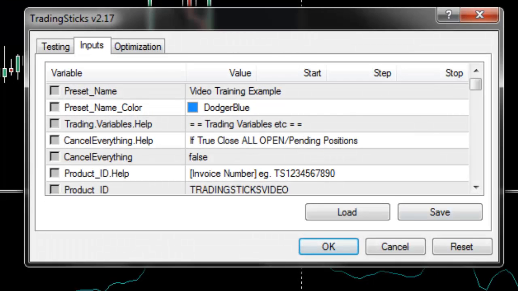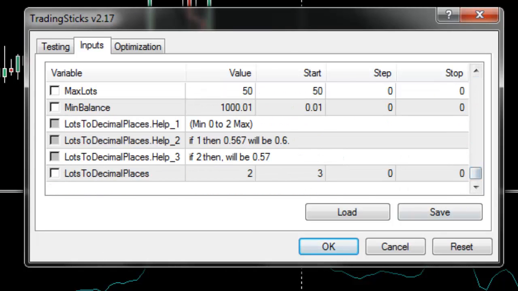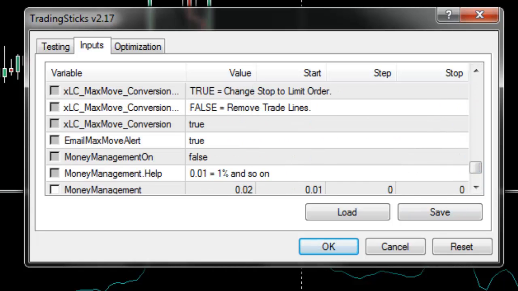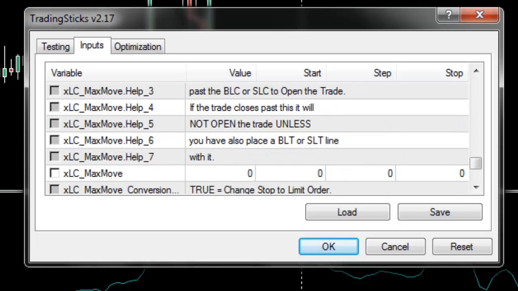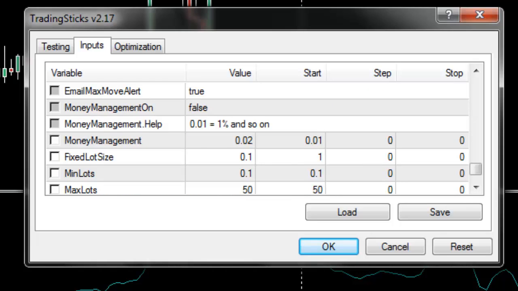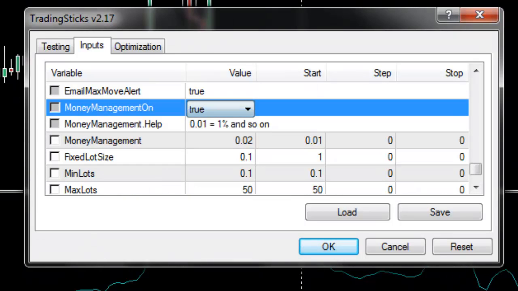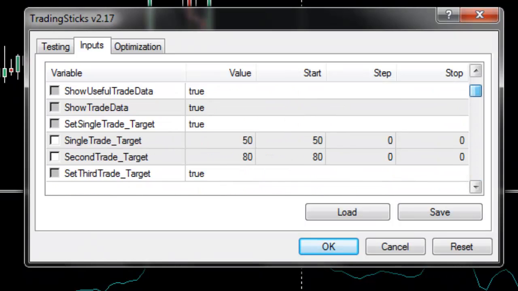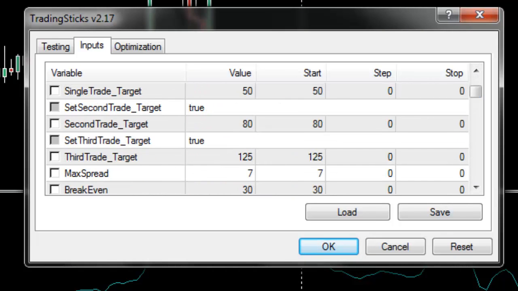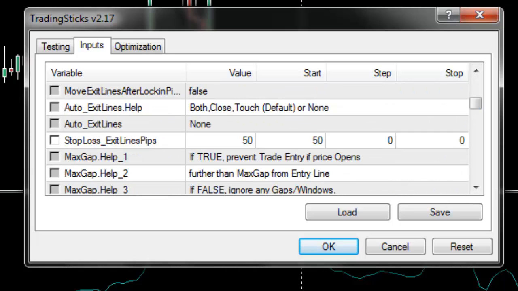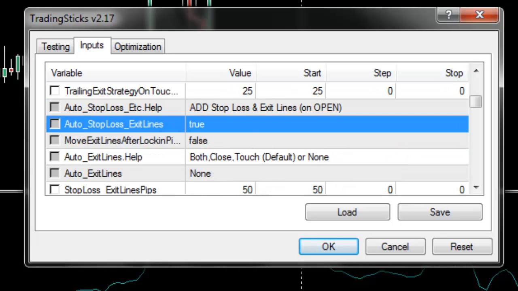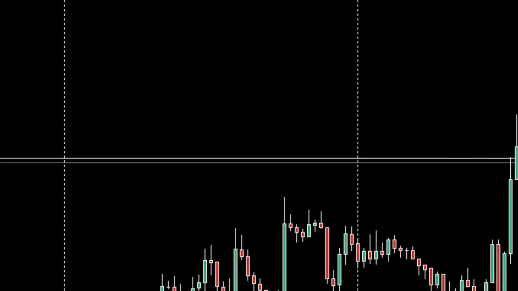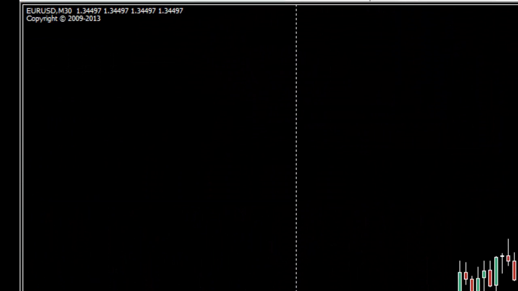This time we are going to put money management back on. Where's money management? There we go. I'm going to put that back on. But this time we are not going to have a stop loss running. So if we don't have a stop loss, how can we gauge what our risk is? And the answer really is you can't.